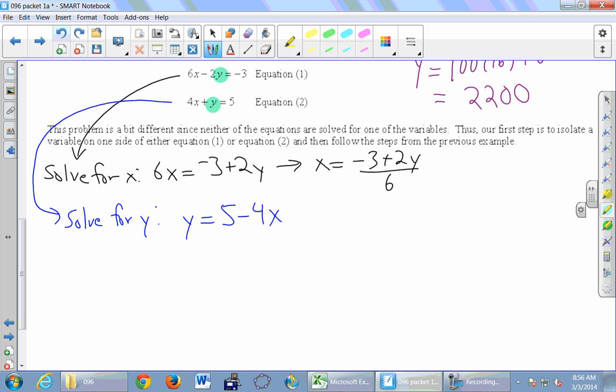Which equation did we use to get this blue y equals, first or second? We used the second equation. Don't plug into the second equation. Plug into the other equation. So we'll write that.